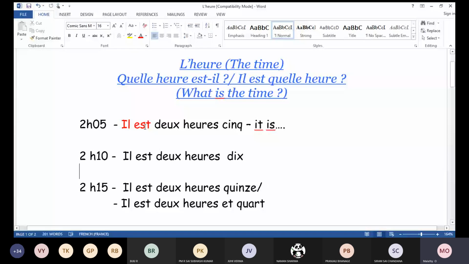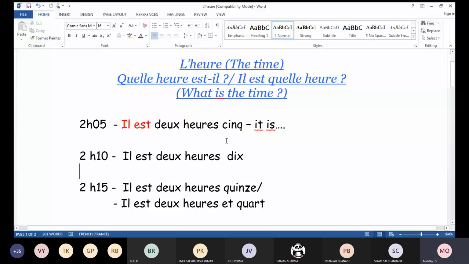Il est cinq. And you could observe that we don't use the word minutes here. You just say il est deux heures cinq. So the ending number indicates that it's minutes. You need not express the word minutes when you're expressing the time. So you just put it as il est 2h05. So this is how you put it in words.